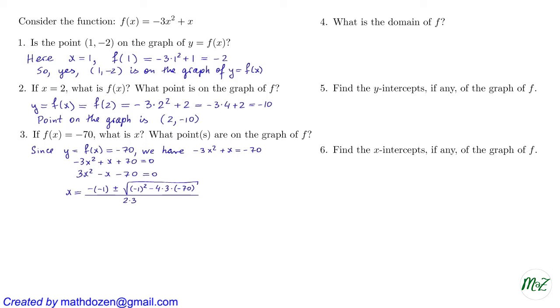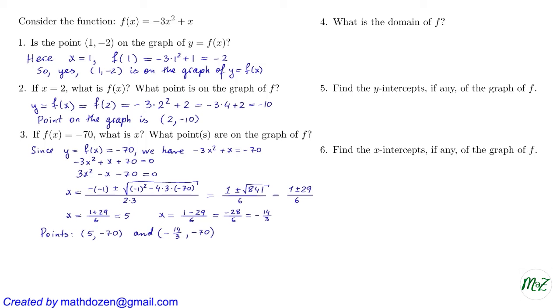And if we use the quadratic formula, we're going to look at an expression like this, which simplifies to 1 plus or minus the root of 841 over 6. Which is the same as 1 plus or minus 29 over 6. So for the first x value, we have 1 plus 29 over 6. That's 30 over 6, that's positive 5. And another x value is 1 minus 29 over 6. That's negative 28 over 6. Reduce it by 2, and we get negative 14 over 3. So we have 2 points that correspond to the y value negative 70. So it's (5, negative 70) and (negative 14 thirds, negative 70).